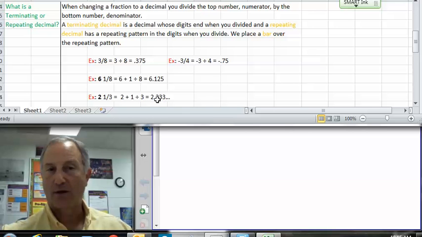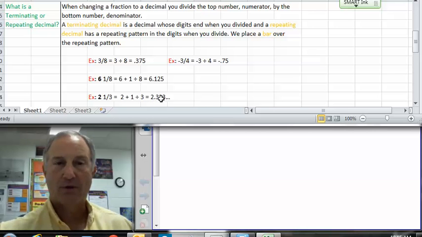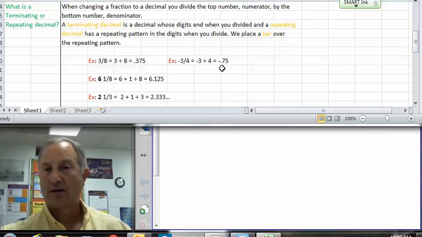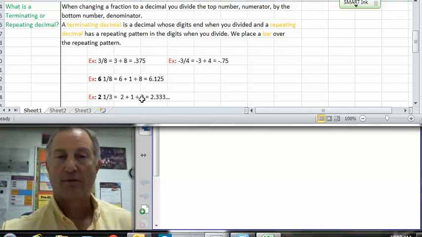Now 3 divided by 8. Top divided by the bottom is 0.375, and you get no remainder, so it terminates. Negative 3/4 would be negative 3 divided by 4, negative 0.75, negative 75 hundredths. It terminates, no remainder. 6 and 1/8, 6 plus the 1/8, which is 0.125, it terminates. There's no remainder. But the 1/3 keeps giving you that remainder.